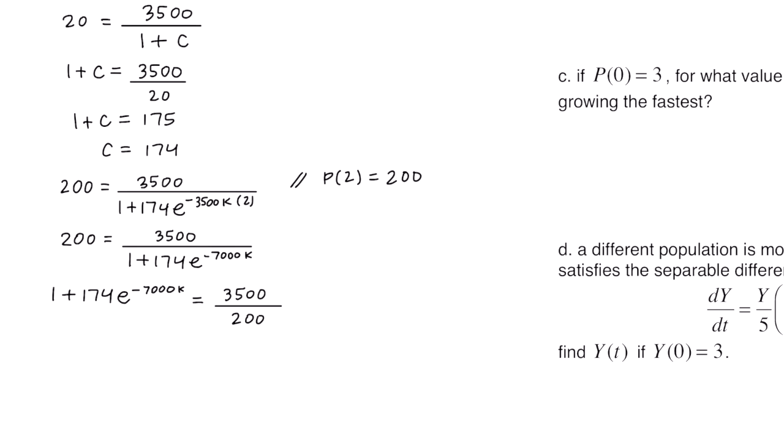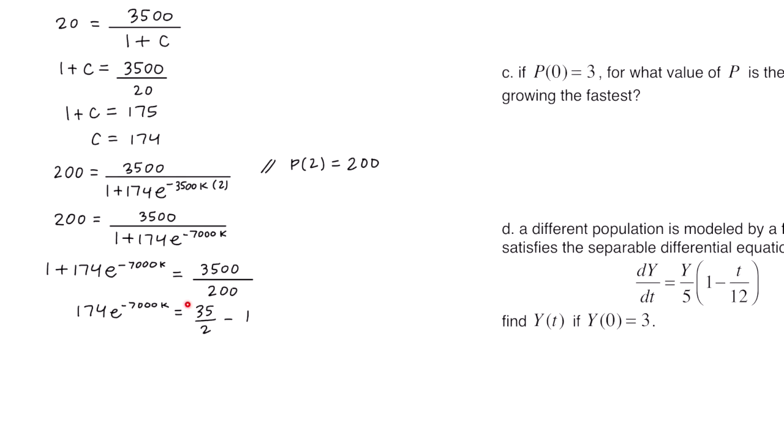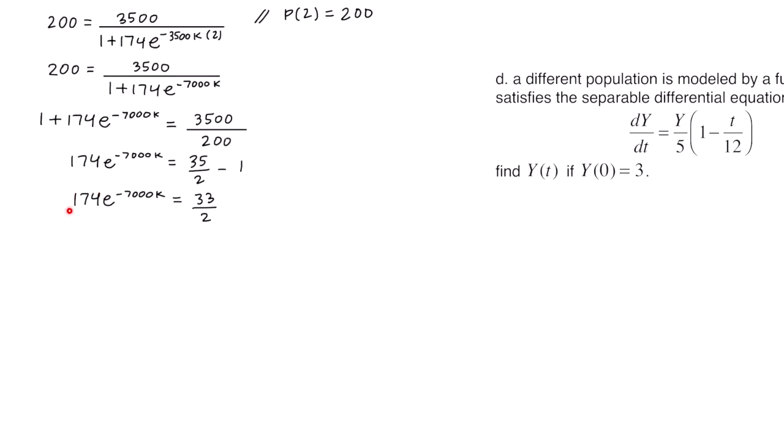First thing we're going to do is simplify this fraction, and I'm going to subtract 1. And then we're going to combine this. So 35 over 2 minus 1 is the same as 35 over 2 minus 2 over 2. So that ends up being 33 over 2. Next, we want to get rid of this times by 174, so I'm going to multiply both sides of the equation by 1 over 174. And this fraction right here reduces to 11 over 116.